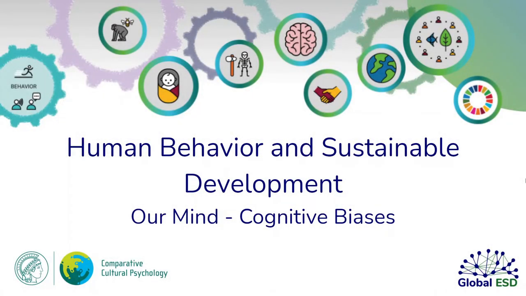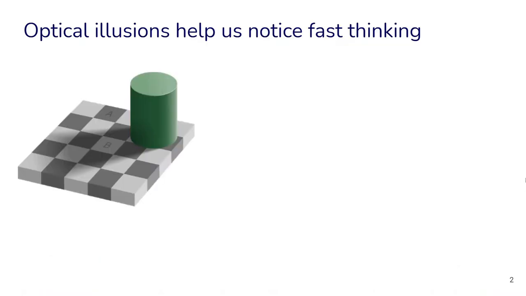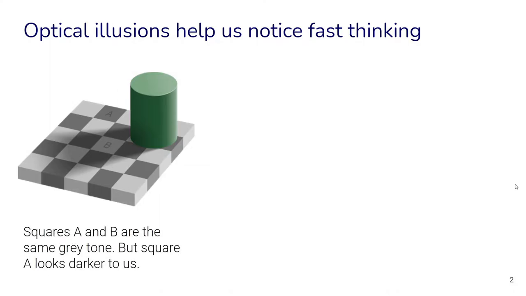In this presentation, we continue our exploration of fast and slow thinking, and specifically the relation to the concept of cognitive biases. First of all, let's look at optical illusions as a tool to help us notice some of our fast thinking that's happening in our mind. For example, this optical illusion, to us it looks like squares A and B have different gray tones, but in fact they're actually the same gray tone.